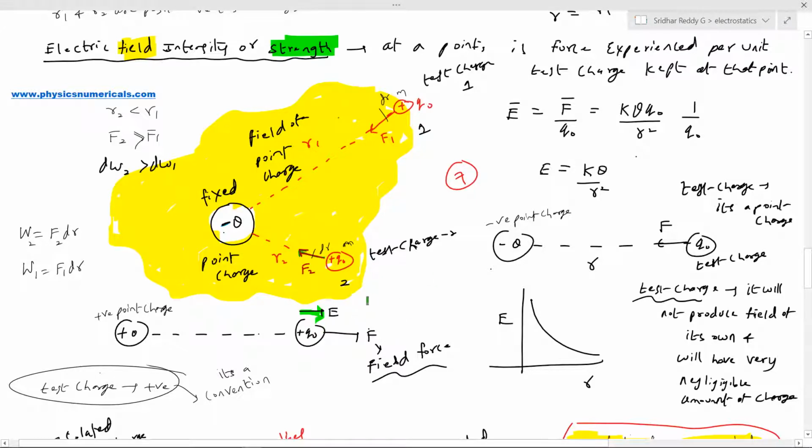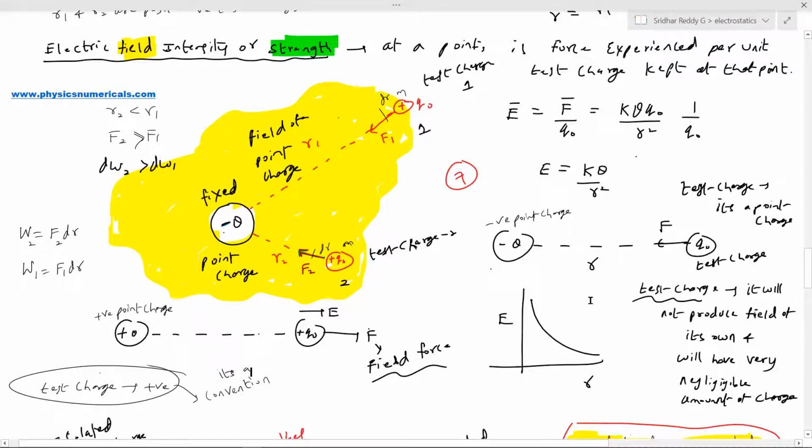So now we have a basic idea of how to predict the direction of E bar. Keep a test charge near a point charge; the direction in which the test charge experiences a force should be the direction of E bar surrounding the point charge. And for a point charge, E bar is proportional to 1 by R square. Got the idea? So like this we are defining it.